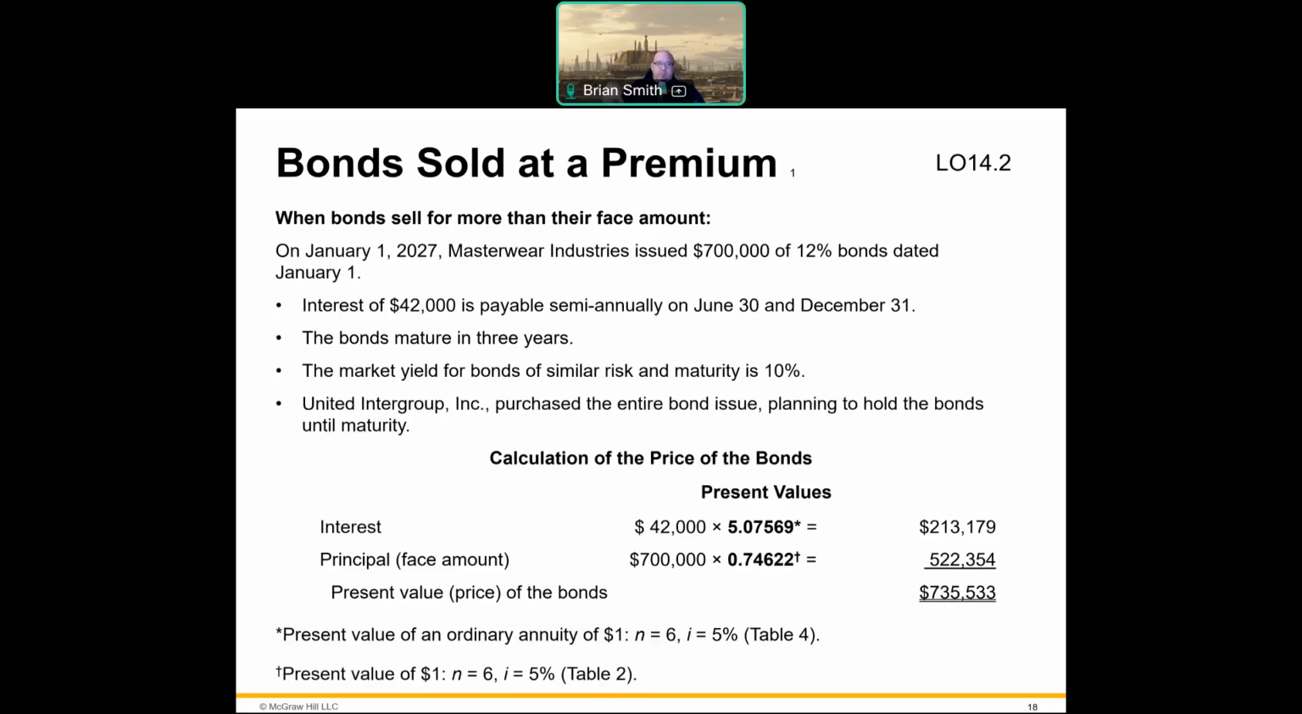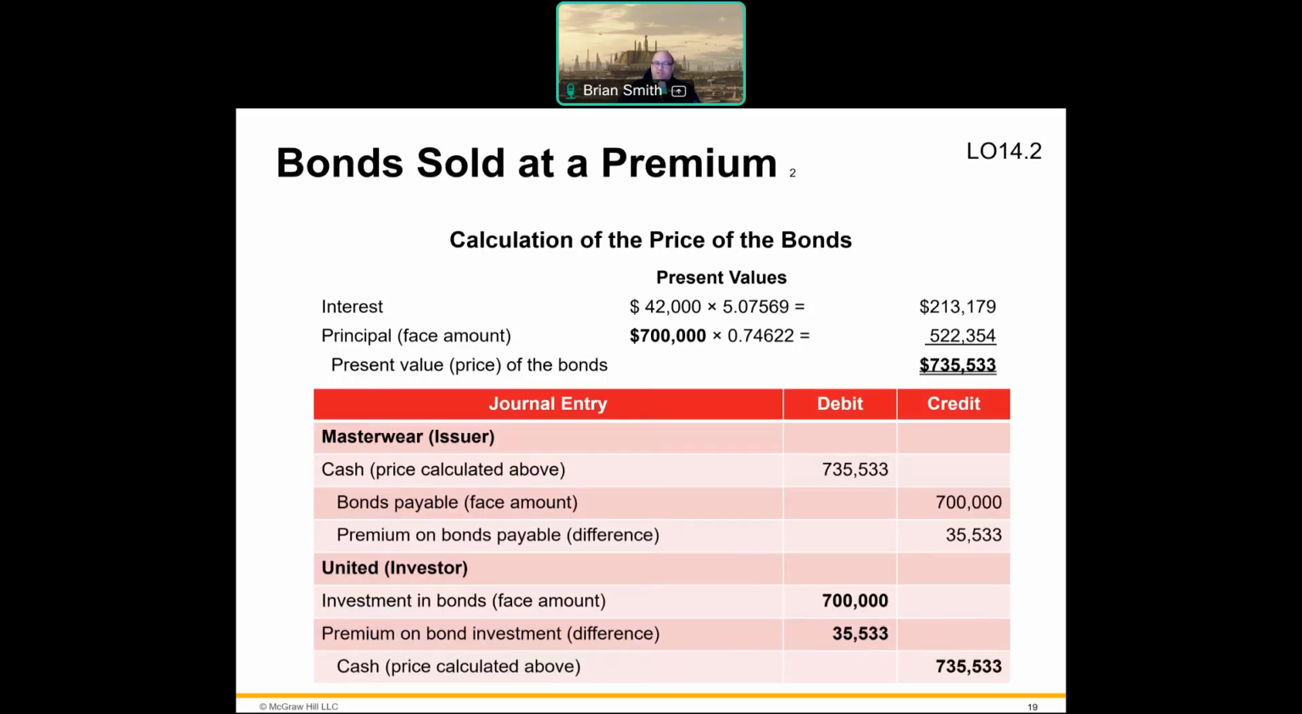We're going to take the same present value calculation, except now at 5% instead of the other. I think we had 7% last time. So now we're taking it at 5%. We're calculating that our interest is worth 213,000 and our principal is 522,000 for a total of 735,533. We journalize this entry, except this time instead of a debit to bonds discount, we're crediting bonds payable from the issuer standpoint. The investor will debit premium on bonds investment.